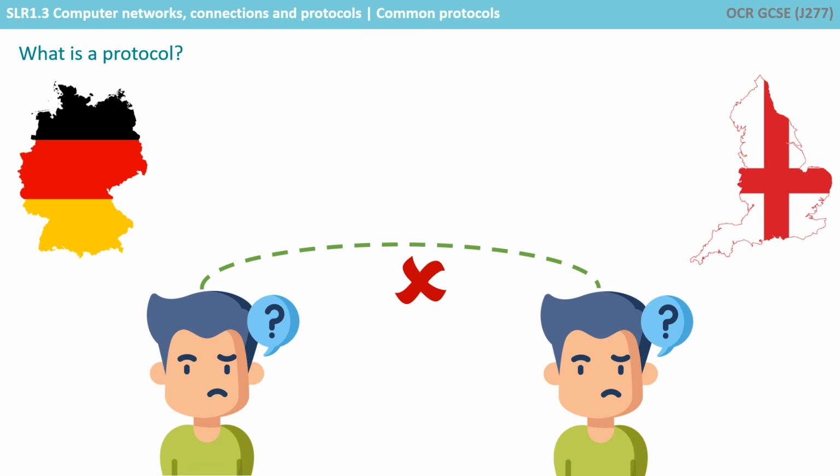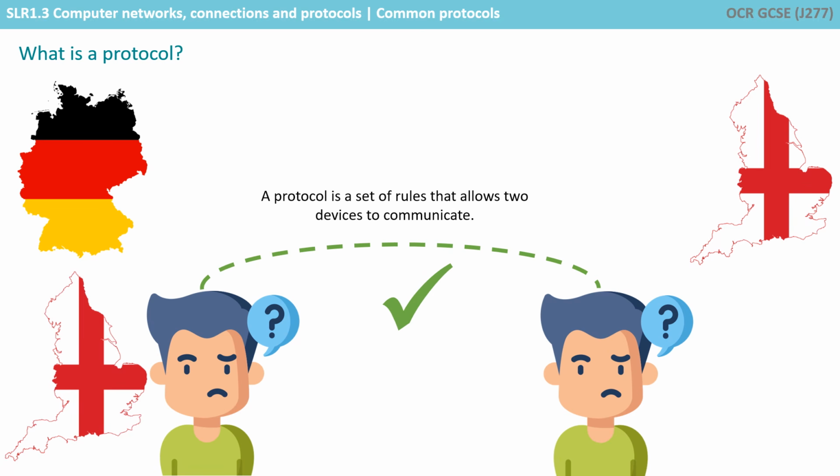On the left, we have someone speaking German, and on the right, we have someone speaking English. These are the only languages these two people know, so when they try to communicate, they're unable to do so. But what if the person on the left was bilingual? They can speak German and they can speak English. They now share a common language, and so the two people can communicate.